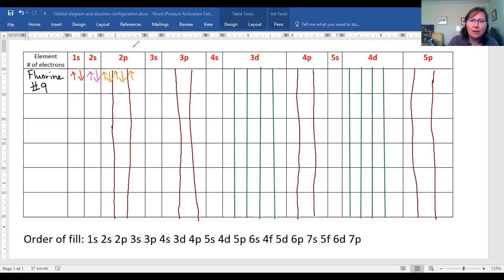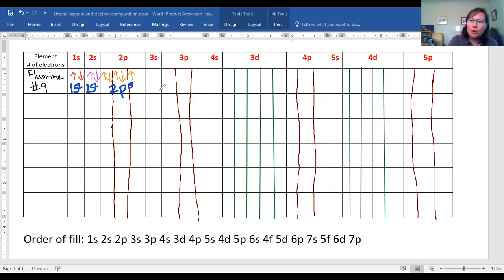And those are our 9 electrons. Okay, so now for fluorine, we can say that's our orbital diagram. Now let's say, well then what is my electron configuration? The electron configuration for that is going to be 1s2, because I have 2 here, and then 2s2, because I have 2 there, and then 2p5, because I have 5 electrons there. And that's your full electron configuration.